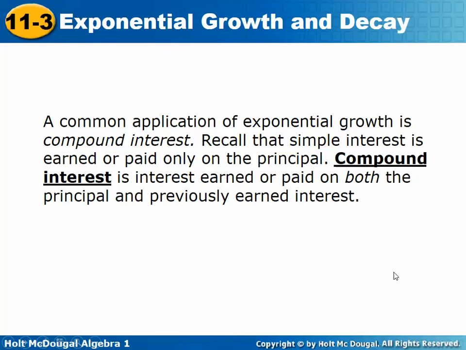Next thing we're going to do is a special kind of exponential growth called compound interest. If you have a savings account or take out a loan, you will learn about interest. Compound interest is the interest earned or paid on both the principal and previously earned interest. So for compound interest, if you have $5,000 in a savings account and you're earning 1% interest, then when you get a little bit more money because the interest is added to it, your compound interest is based on that. So it grows faster than just simple interest.